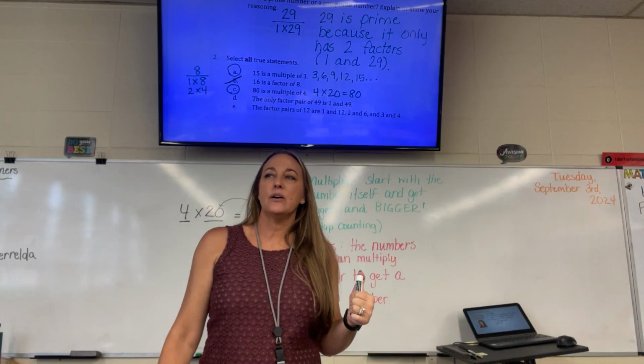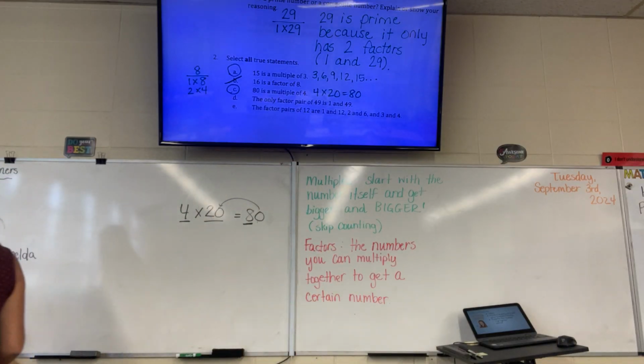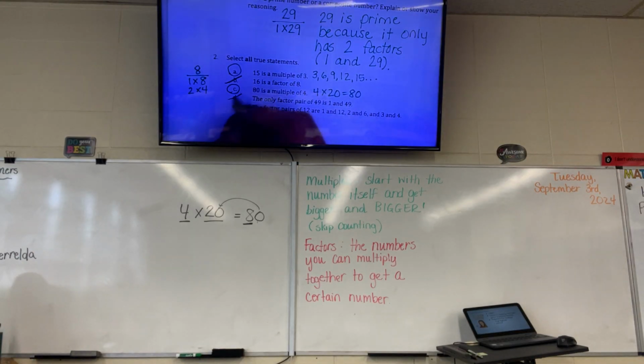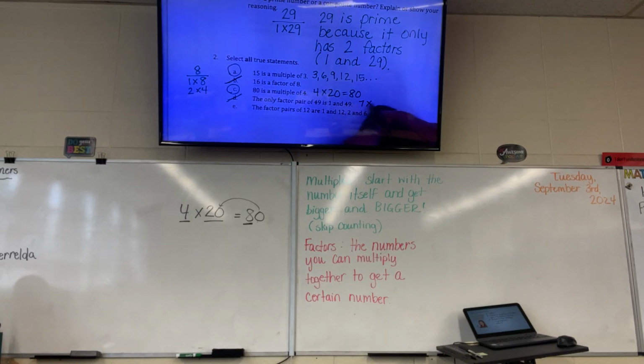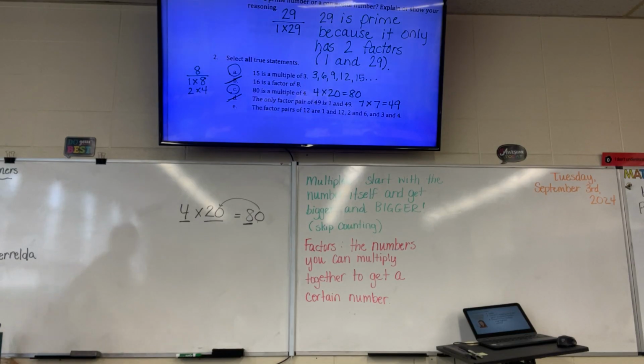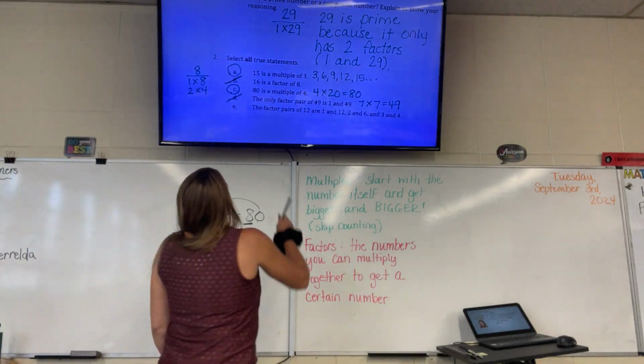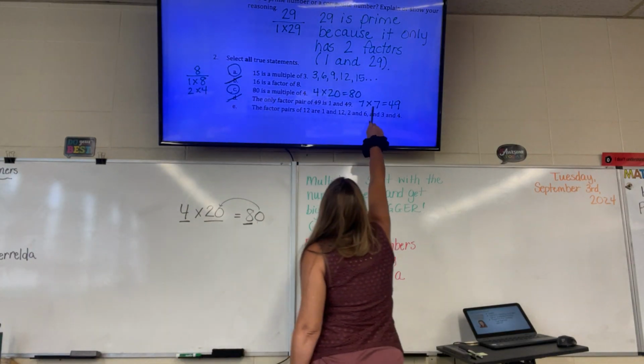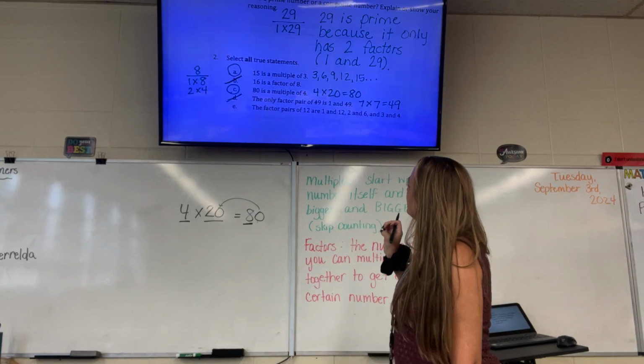Is that true or false? False. Because there's also 7 times 7 that equals 49. Okay? So it's false because 7 times 7 also equals 49.